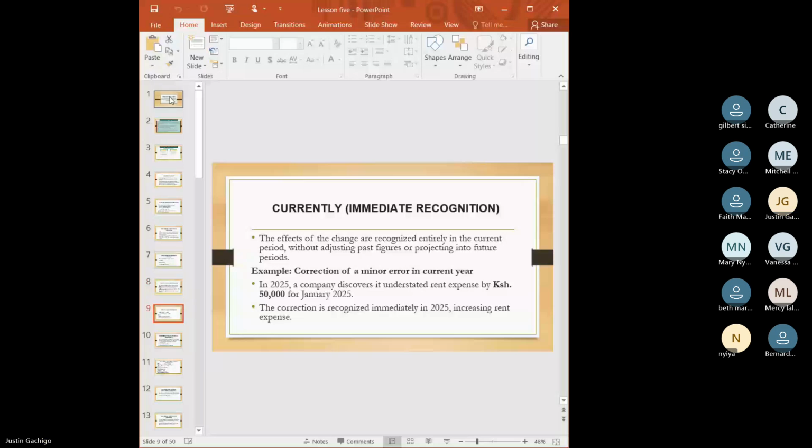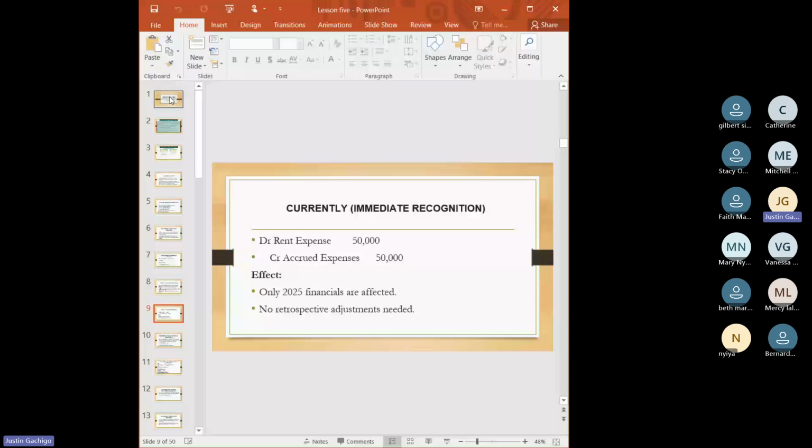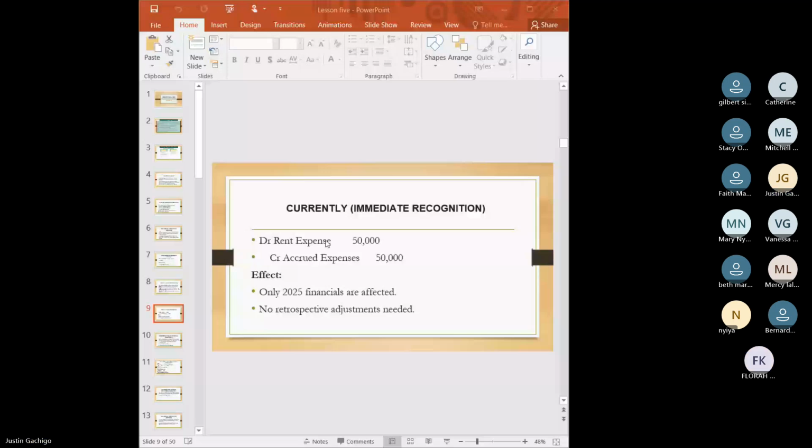And now, you need to pass the relevant double entry, because you had underestimated rent expense, so you need now to recognize that rent expense. So you debit the profit and loss account by 50,000, then you credit the accrued expense, which is the balance sheet. That way, you have corrected the understated expense because you either omitted or you recorded the amount wrongly.